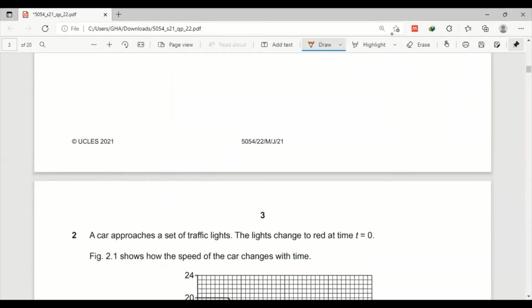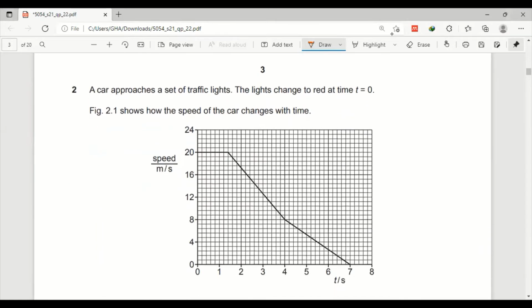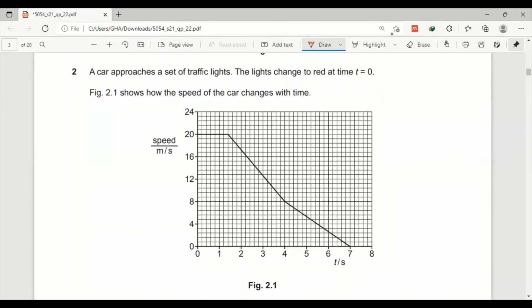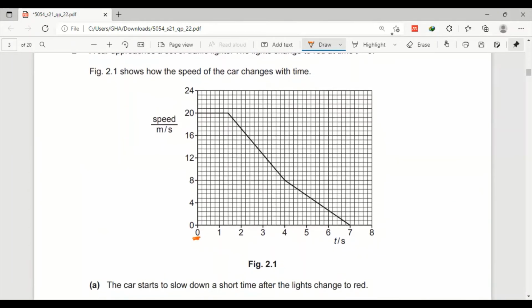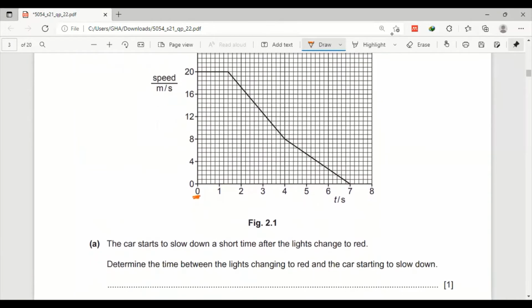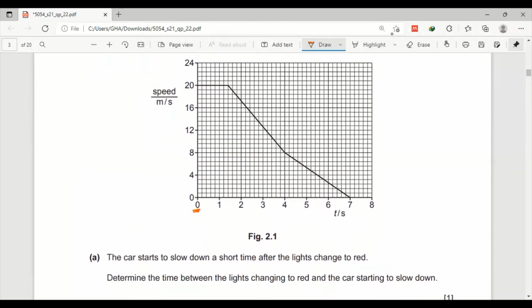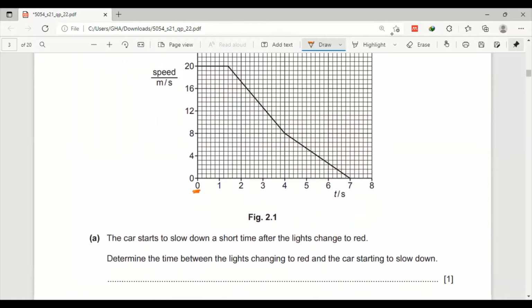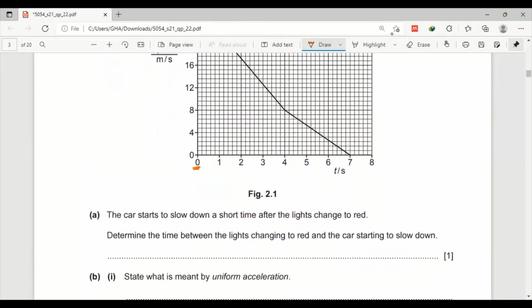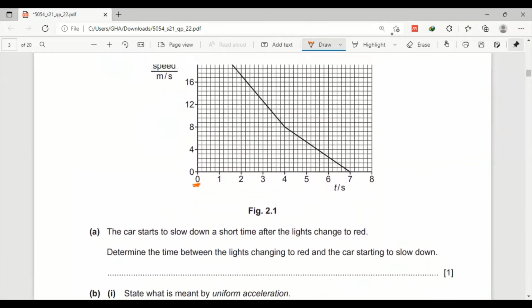Now move to the next. A car approaches a set of traffic lights. The lights change to red at time 0. Here it goes red. The figure shows how the speed of the car changes with time. The car starts to slow down a short time later. Determine the time between the light changing to red and the car starting to slow down.